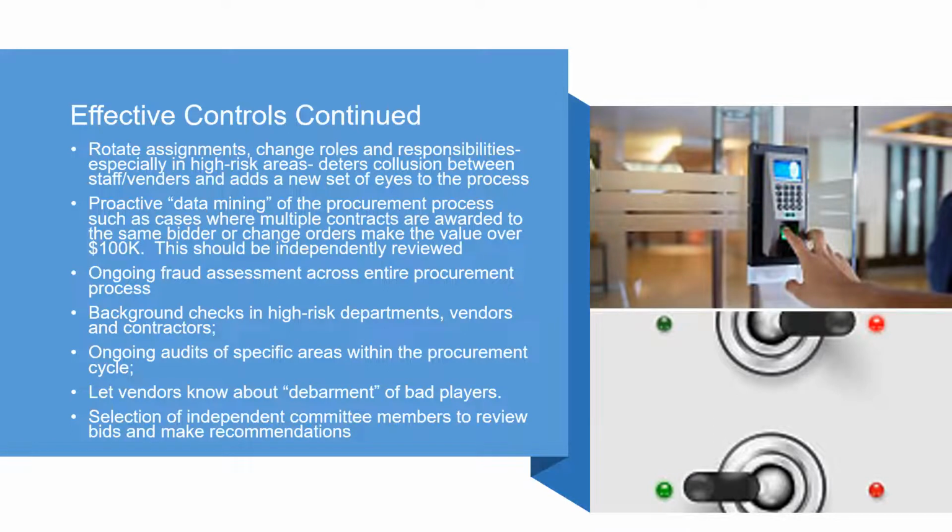Perform ongoing audits within the procurement cycle, and let the vendors know that if they don't follow the policies and procedures, they will be put on a debarred list. And select an independent committee to review bids and make recommendations. This is critical to make sure that there's no conflict of interest, and no awarding of bids to preferred suppliers that may have colluded with employees.